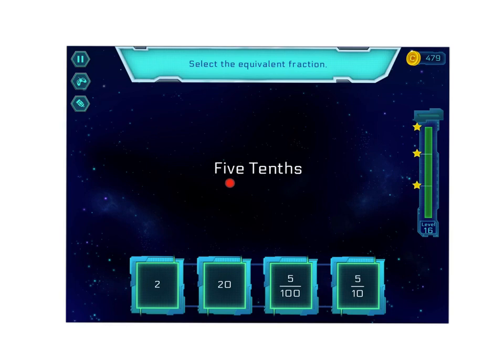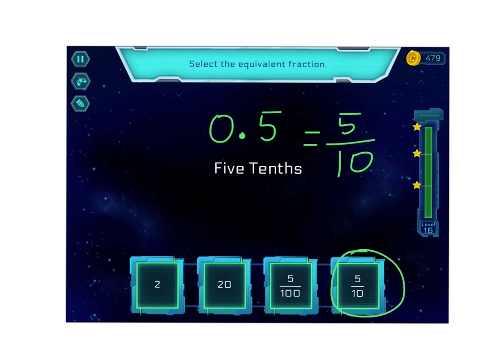Here they have it in word form. Notice the THS, just like we talked about at the beginning of the year. So 5 tenths as a decimal would look like that, but 5 tenths as a fraction, and these are equivalent, would look like 5 in the numerator and 10 in the denominator, 5 tenths. So for this particular one, we're right here.